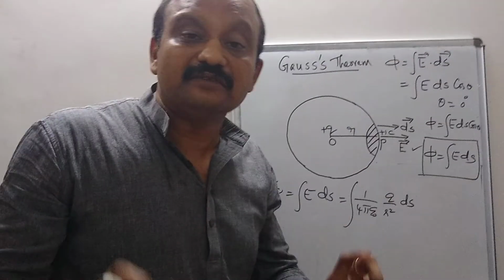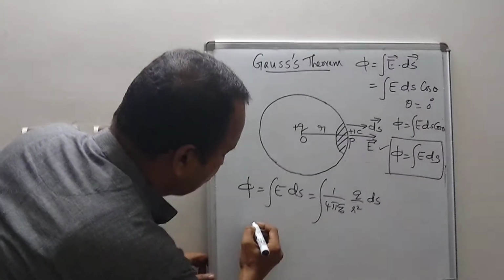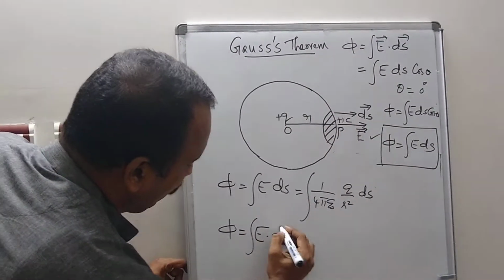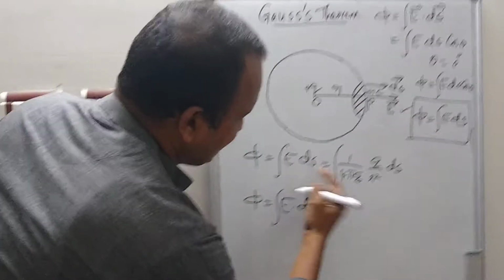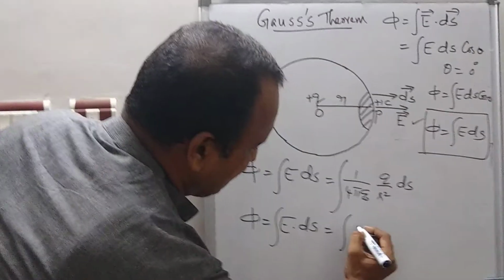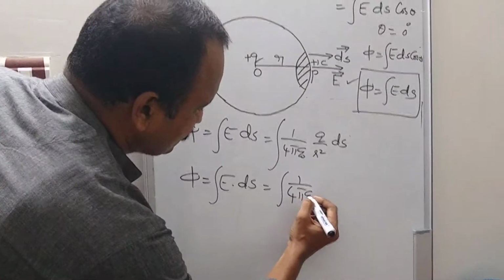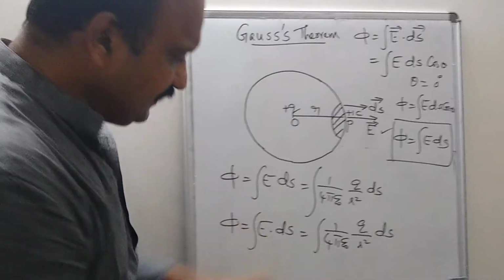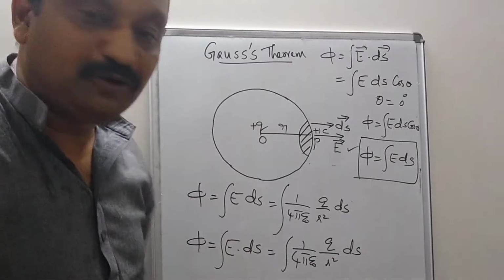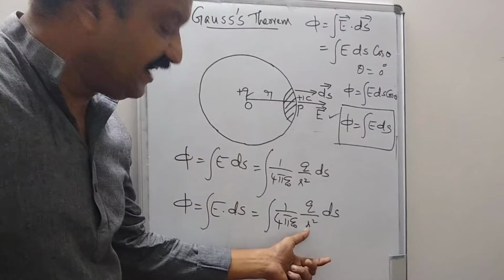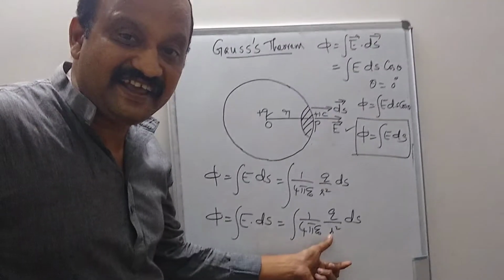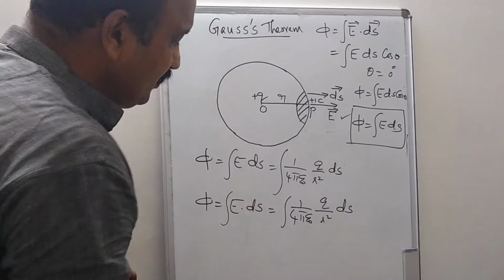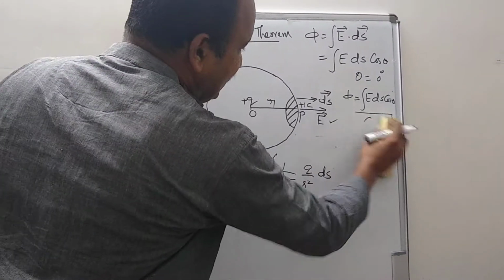Integration, we know we should take the constant term outside. Taking the constant term outside, phi is equal to, as we wrote at first, phi is equal to integral E dot ds is equal to here E ds is equal to this one, integral 1 by 4 pi epsilon 0 q by r square ds. Clear? See whether any term can be taken outside. This is a circle, so that radius remains constant. So you can take the radius outside the integral symbol. Q by 4 pi epsilon 0 is also a constant. So we are taking that outside the integral symbol.